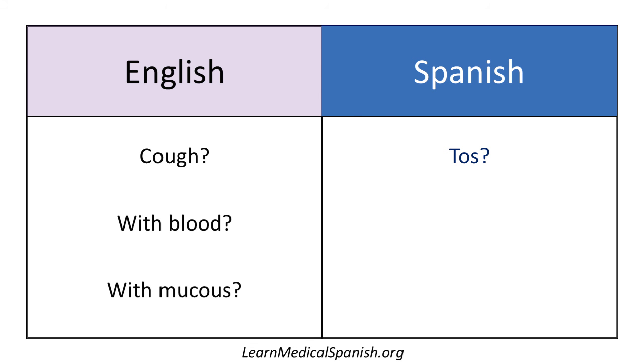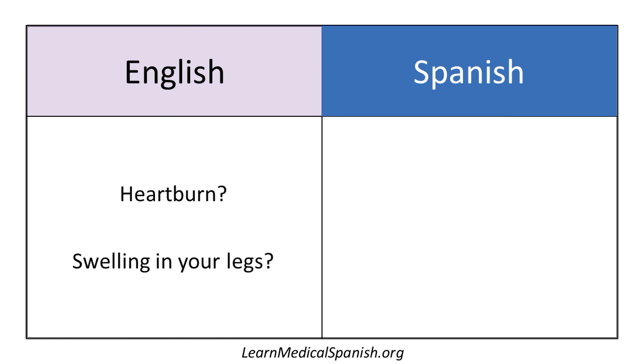With blood, meaning the cough, does it have blood in it? Con sangre, con sangre. With mucus, as in, is it a productive cough? With mucus. Con flemas, con flemas. Heartburn, acidez, acidez.